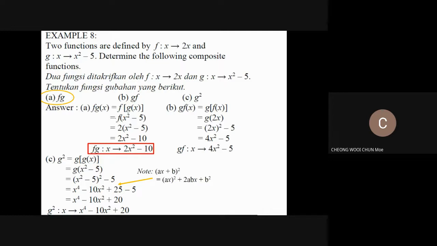So from here, g(x) is x squared minus 5, so x squared minus 5 must be put like this. Then you replace inside the f: 2 bracket x squared minus 5. Then 2 times x squared, 2x squared, 2 times -5, -10. So you have to go back to set notation. fg: x arrow 2x squared minus 10.